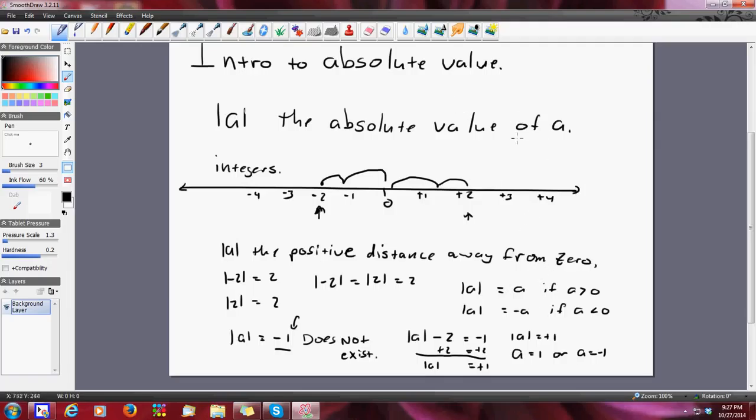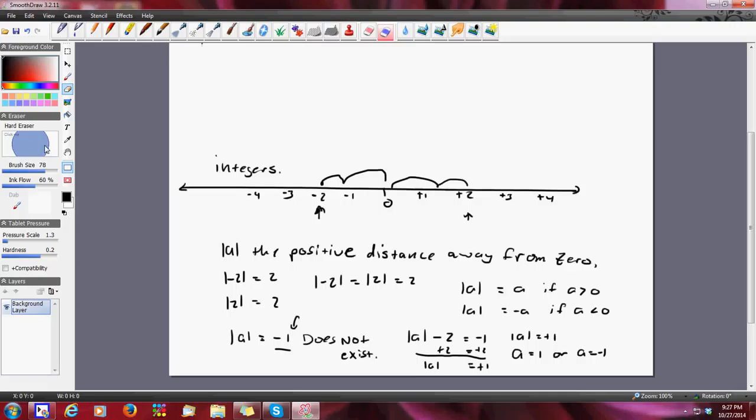So the last thing I want you to notice is one very important concept. If you have the absolute value of A equal to some number x, such that x is greater than or equal to 0, then A equals x, or A equals -x. But x has to be greater than or equal to 0.